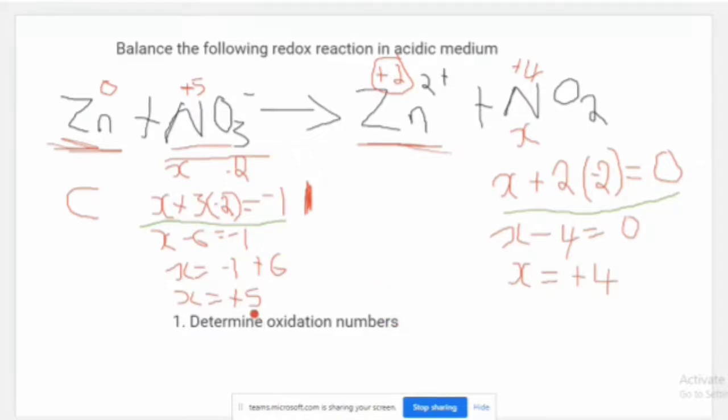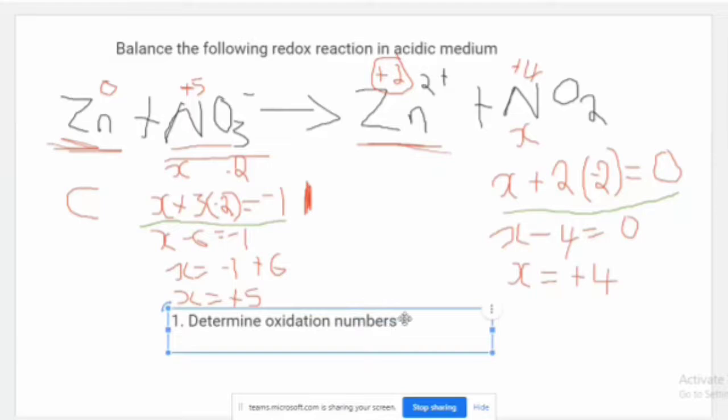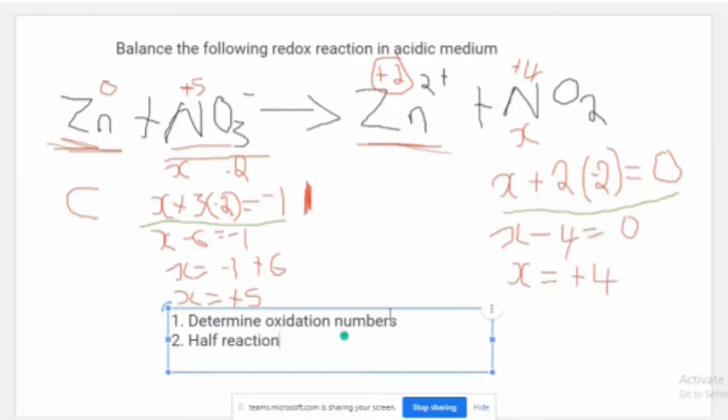So we have determined the oxidation numbers. The next step, so I can type here. So I need to get the text box. Then, step number two has to have equations. Let me have reactions. So first step, you determine the oxidation numbers. Second step, you must get the half equations from this full equation. So let's see how we can do that. How can we get the half equations? This is how you do it.